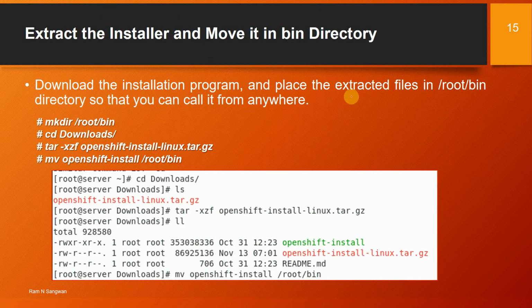Download the installation program, place the extracted file into the root bin folder, because you need to directly call those files so that you can call it from anywhere. So make a directory root bin if it is not there, go to the download folder, extract the file, and move the file, that is openshift-install, to root bin, so that you are able to call this program. Look at the screenshot: cd to download, list, extract the file, move the file to the bin folder, root bin folder here.